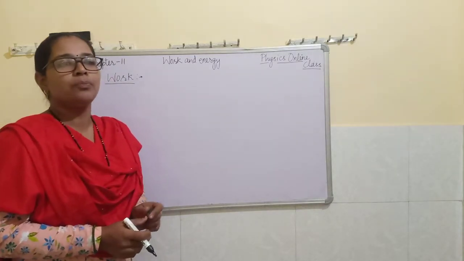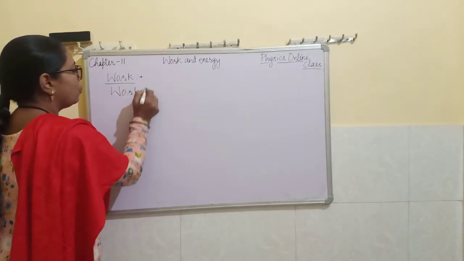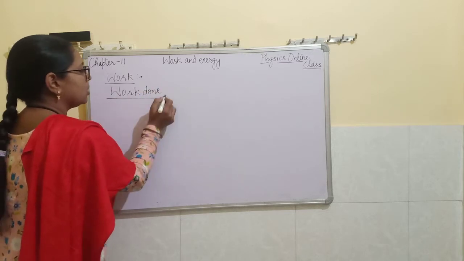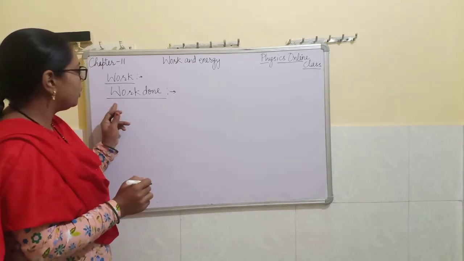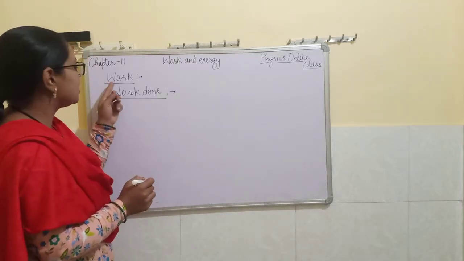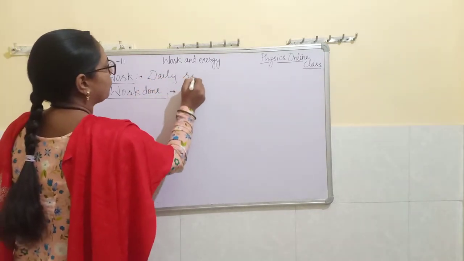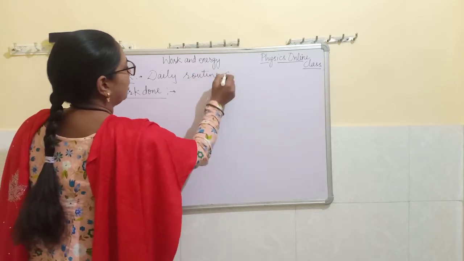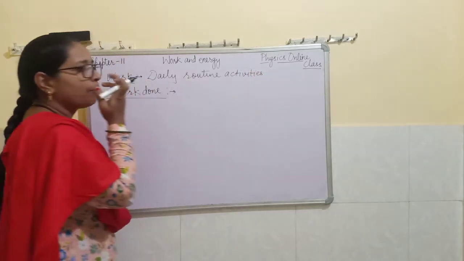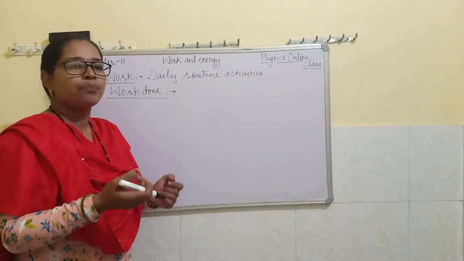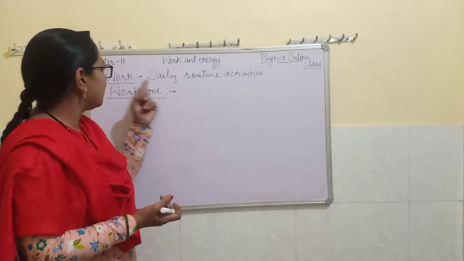In scientific term, we write work done in place of work. That means in science, work is done. So we will name it as work done, and simple work is our daily routine activities. These daily routine activities come in work. For example, playing, writing, reading, eating, anything. These are considered as work.